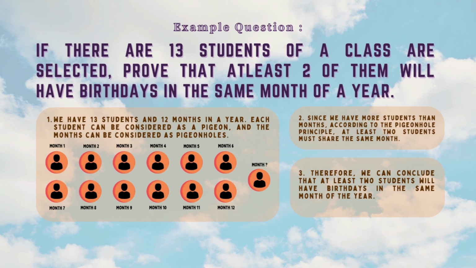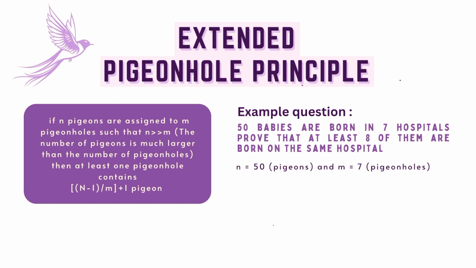Now, since we have more students than months, according to the pigeonhole principle, at least two students must share the same month. Therefore, we can conclude that two students will have birthdays in the same month of the year. And that's example question 1. So now I'm going to talk about the extended pigeonhole principle.